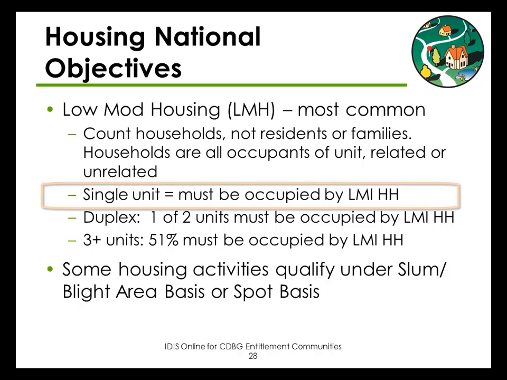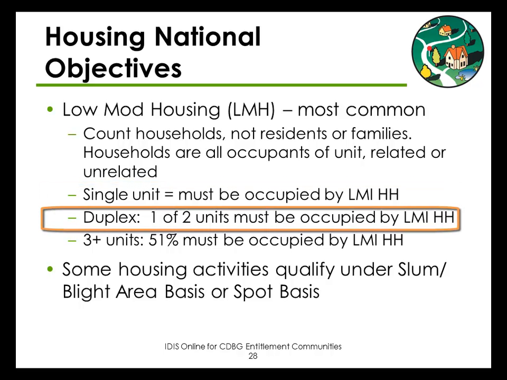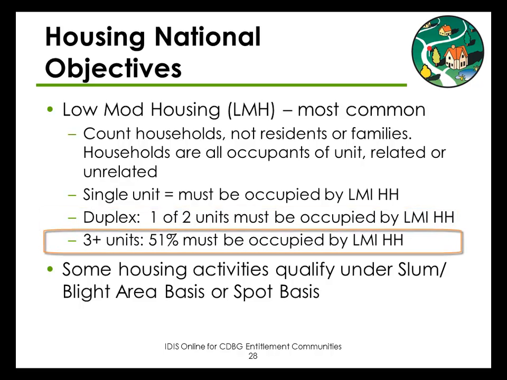When you're assisting a single family property, the unit must be occupied by a low and moderate income family. If you're assisting 2 units in a duplex, one of the 2 units must be occupied by a low-mod household. And anytime you're assisting a multifamily property with 3 or more units, at least 51% of the units must be occupied by low-mod households.